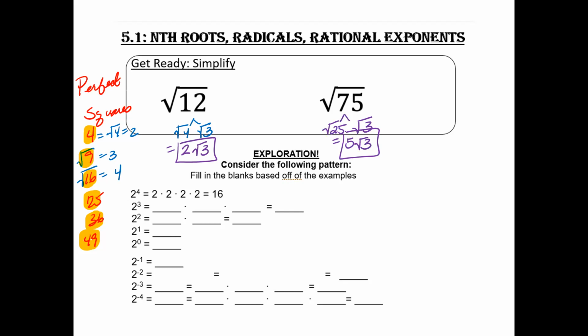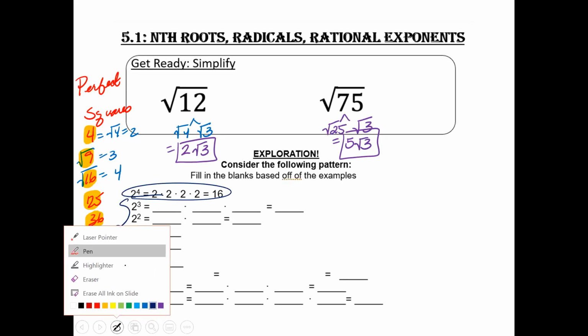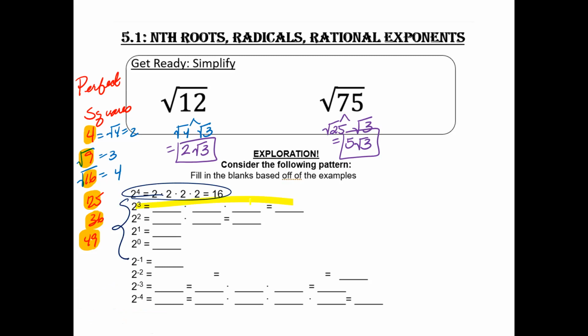All right, now let's go ahead and do some exploration to fill out the rest of this. So the first one's already given to you right here, a to the 4th power. Now, I want you guys to go ahead and fill out the rest of these, which is not necessarily difficult, but fill out the part that I have right here highlighted in yellow first. So go ahead and give that a try.